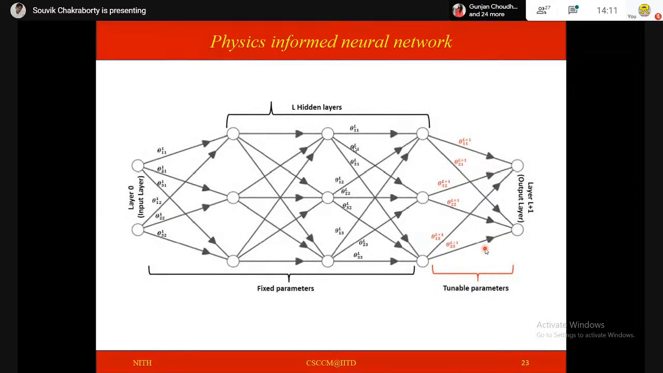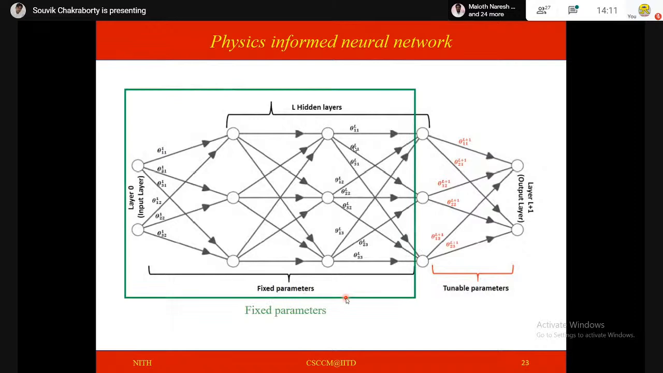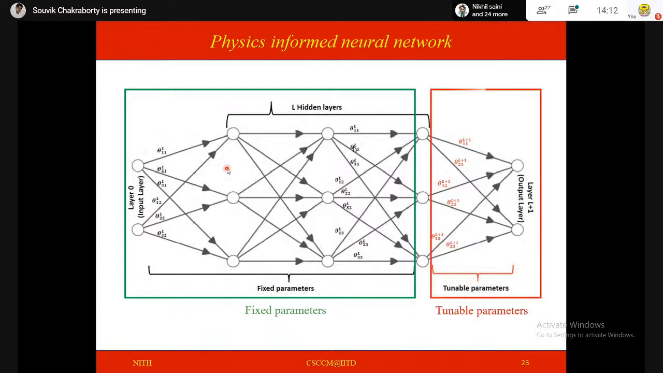So what is transfer learning? Think of it as a neural network. After the first time step, once you have trained the network, what we do is we fix these parameters. So these parameters will not be updated. Whatever we have obtained, that is fixed. And then for each displacement step, we only update the parameters corresponding to the last layer.